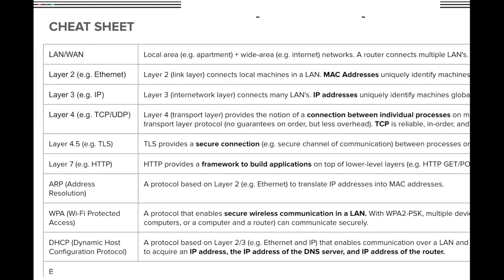So we do have a slide of a cheat sheet. It gives you the high-level idea of each protocol in each layer, but we're not going to spend time on this. If you want to use it as a reference, you can. I think the slides will be public, and you can go and check those slides again.